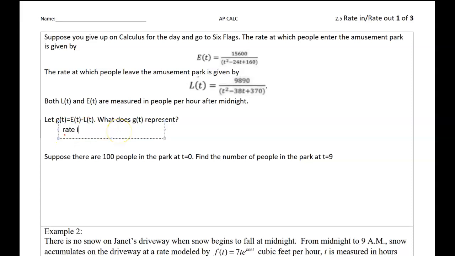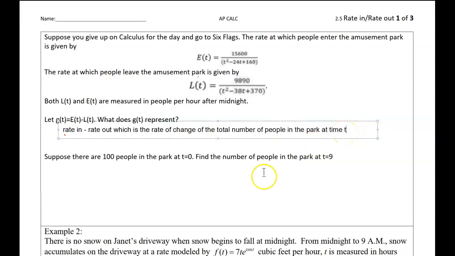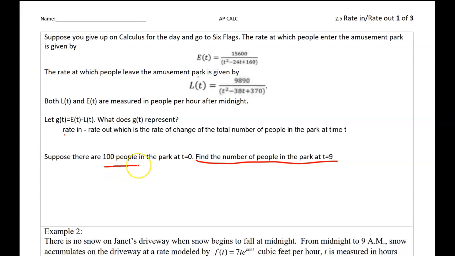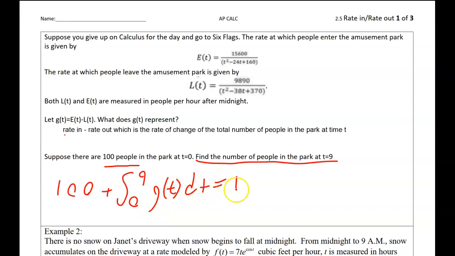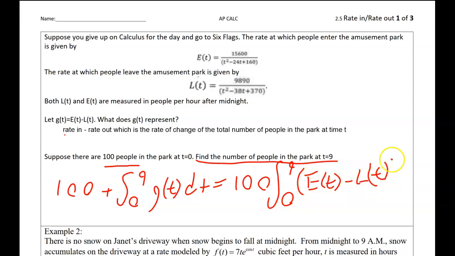And just as a reminder, we're asked to say what g of t represents. And g of t, of course, is rate in minus rate out, which is then the rate of change of the total number of people in the park at time t. So if I'm asked to find the number of people in the park at t equals 9, given this initial value, I can say 100 plus the integral from 0 to 9 of g of t dt, or I could write that as 100 plus the integral from 0 to 9 of E of t minus L of t.